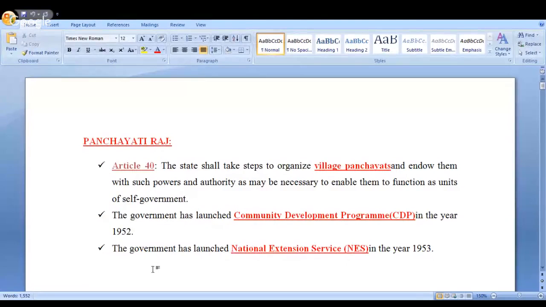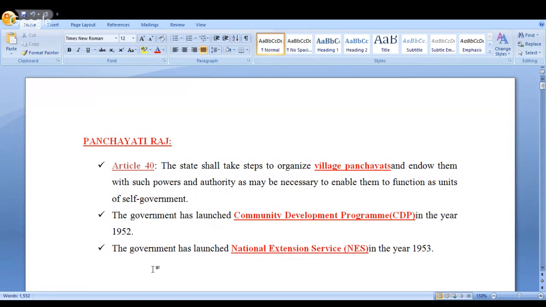Look at this. Article 40: the state shall take steps to organize village panchayats and endow them with such powers and authority as may be necessary to enable them to function as units of self-government. So this is Article number 40. Please remember, whenever you are writing about Panchayati Raj, please mention Article 40. Article 40 was also a question in objective type exams many times.